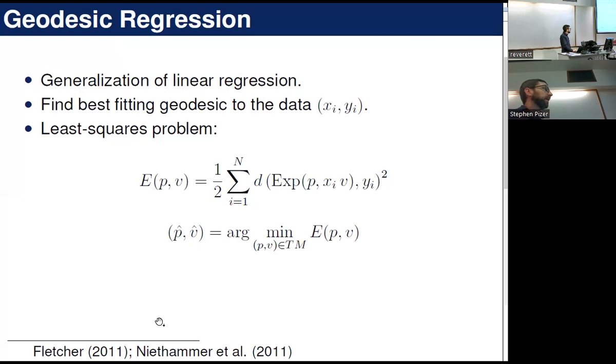I'm trying to give Mark credit here. This general strategy, geodesic regression, was simultaneously proposed by myself and Mark Eisheimer here. So both of the geodesic regression inventors are here in the building. Sorry. Okay.